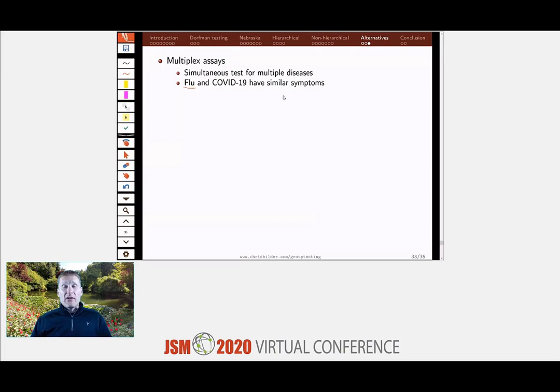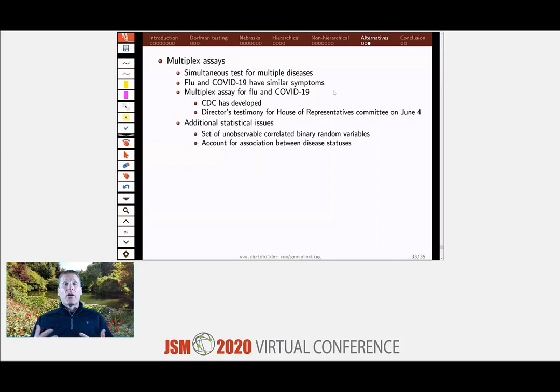Fortunately, the CDC announced in June before Congress that they've developed a multiplex assay to test for both the flu and COVID-19 at the same time. But there are additional statistical issues involved with implementing group testing in this situation.